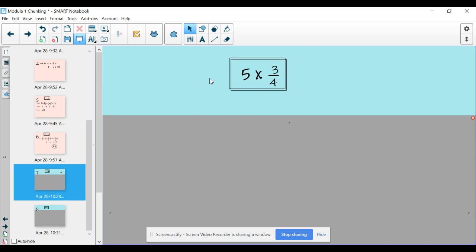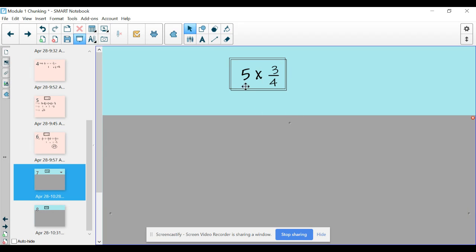Okay, so what if we have a situation like this, where now we're doing a whole number times a fraction, but our fraction is not a unit fraction, meaning the numerator is a number different than 1. It's not 1. So if we have 5 times 3/4, chunking the way we were chunking might be a little bit more challenging. Instead, we can do the whole number times the unit fraction and then scale it up.